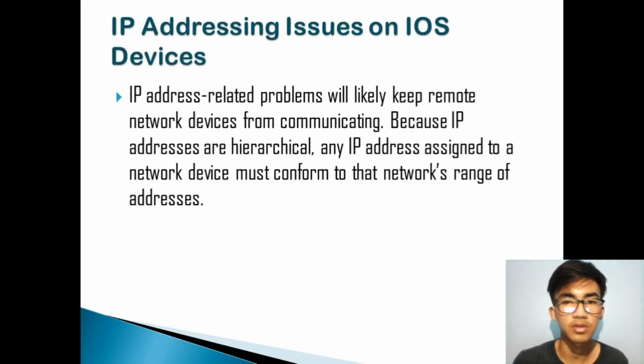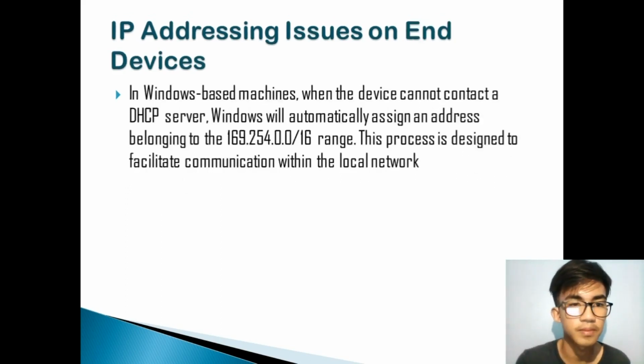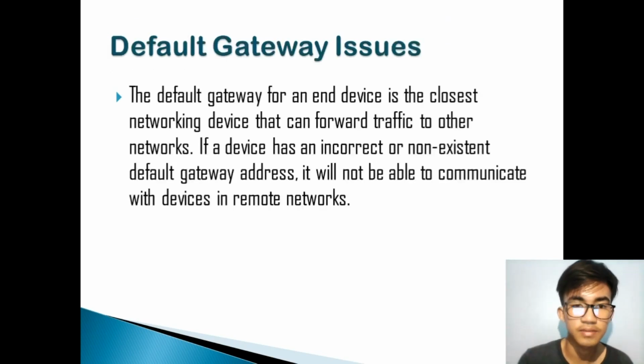IP addressing issues on IOS devices. IP address related problems will likely keep remote network devices from communicating. Because IP addresses are hierarchical, any IP address assigned to a network device must conform to the network's range of addresses. IP addressing issues on end devices. In Windows-based machines, when the device cannot contact a DHCP server, Windows will automatically assign an address belonging to the 169.254.0.0/16 range. This process is designed to facilitate communication within the local network. That's all about IP addressing issues on end devices.